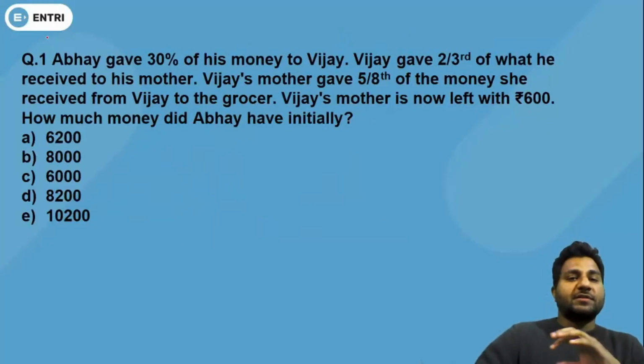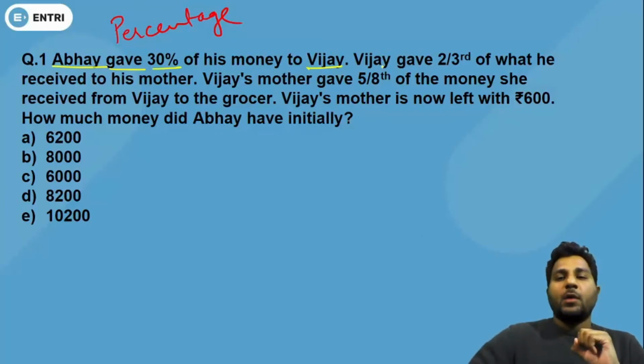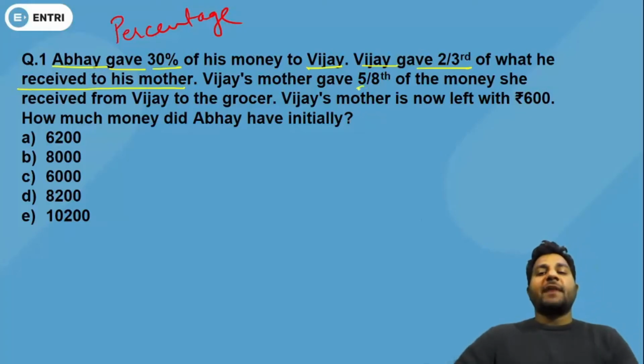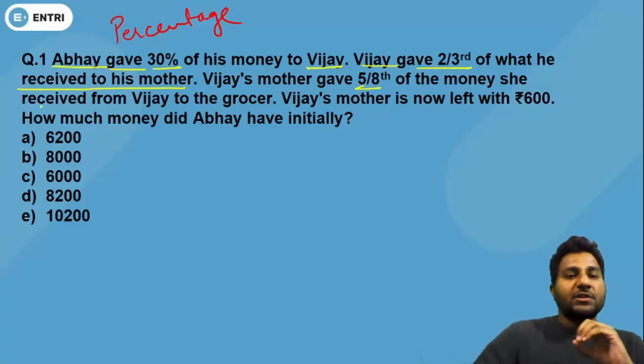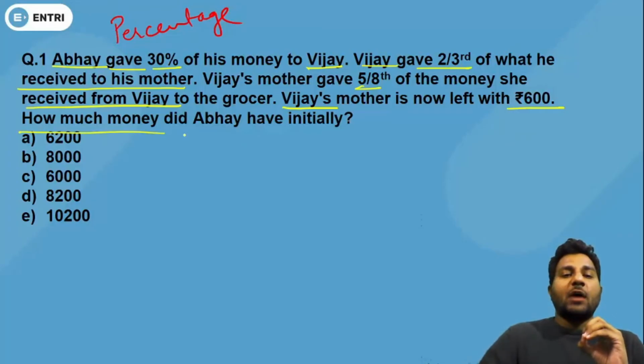The first question is from percentage. Just look at this. It says that Abhay gave 30% of his money to Vijay, while Vijay gave 2/3 of what he received to his mother. Vijay's mother gave 5/8 of the money she received from Vijay to the grocer. Vijay's mother is now left with 600 rupees. How much money did Abhay have initially?